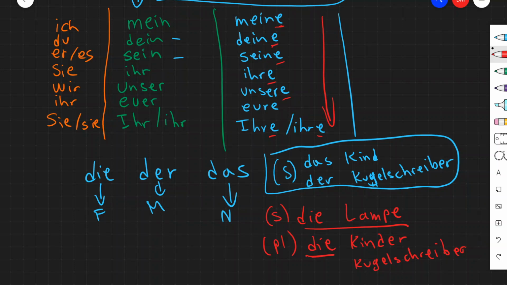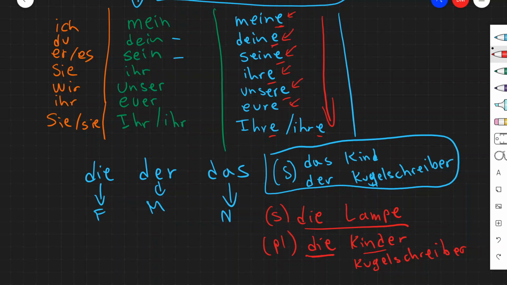So when we have nouns in plural, even if they have the article das und der in singular, they have to be used in conjunction with the possessive pronouns with the added E here at the end. Meine, deine, seine, ihre, unsere, eure, ihre. Meine Kinder, deine Kinder, my children, your children, and so on and so forth.